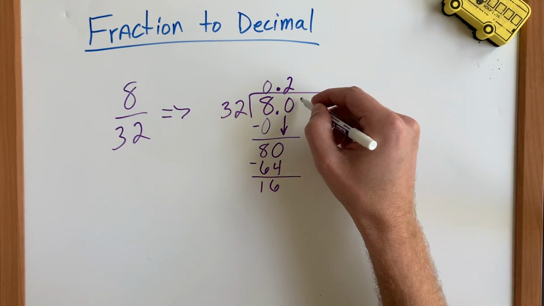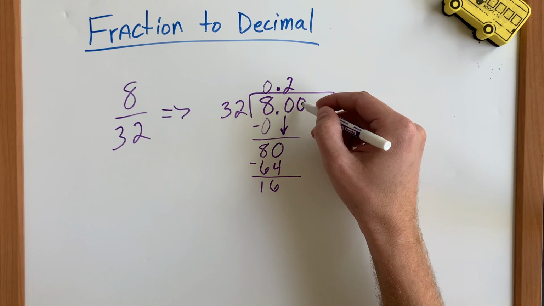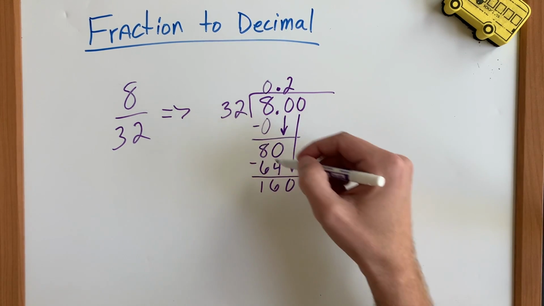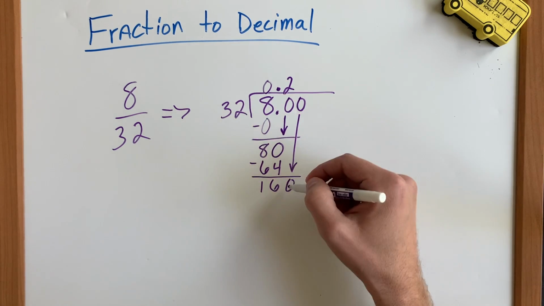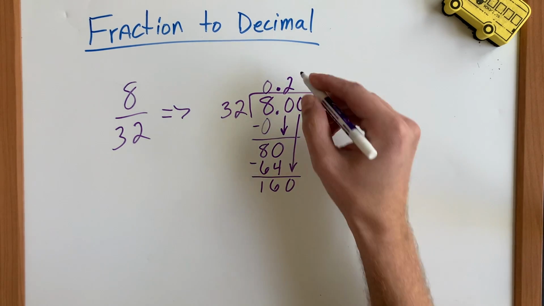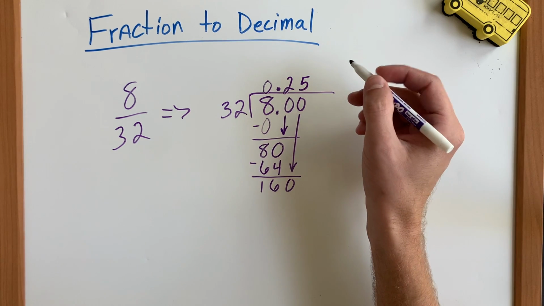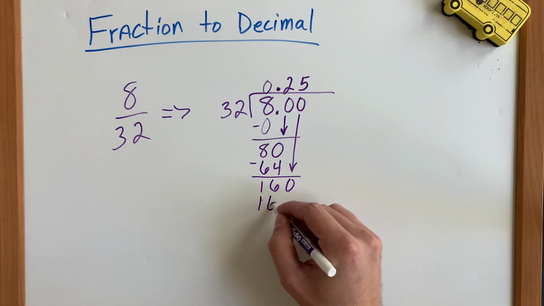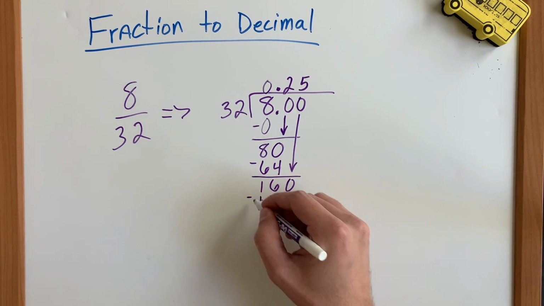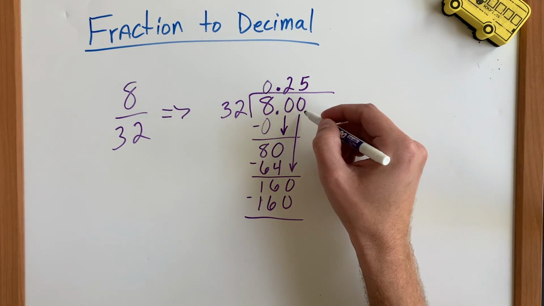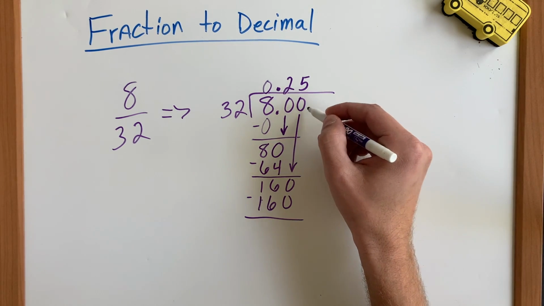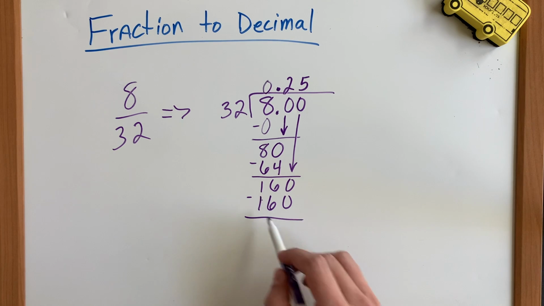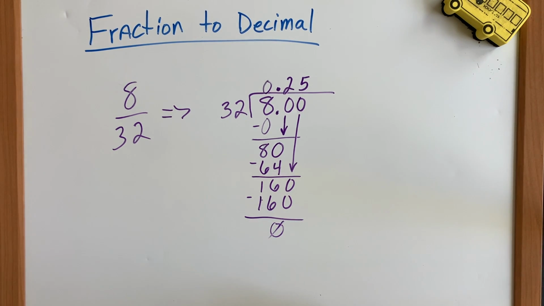We don't have any more zeros, so I'm going to add another 0, and I can bring that down. And now, how many times does 32 go into 160? It goes in 5 times. 5 times 32 is actually 160. So now we've used the zeros that we had and we added the ones necessary. Because 5 times 32 is 160, when I subtract, I have nothing left over.